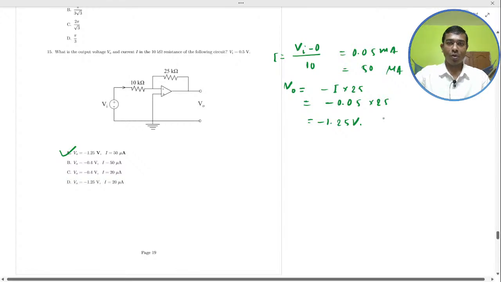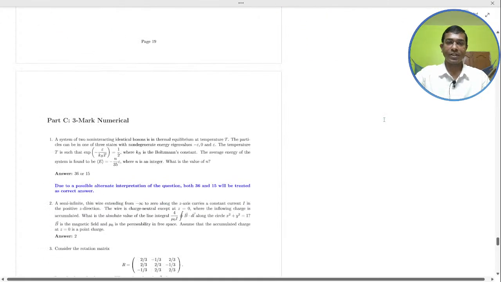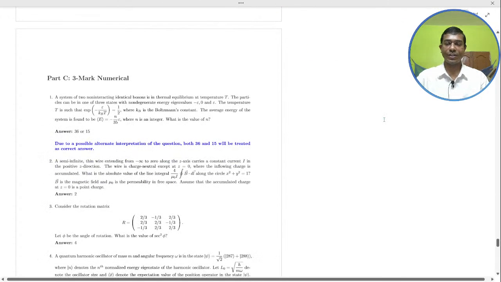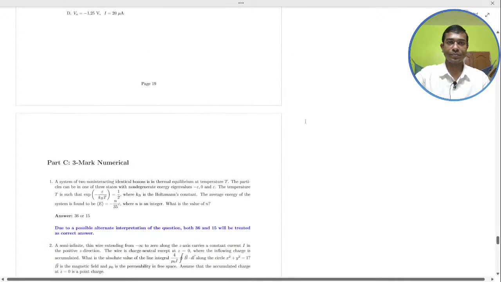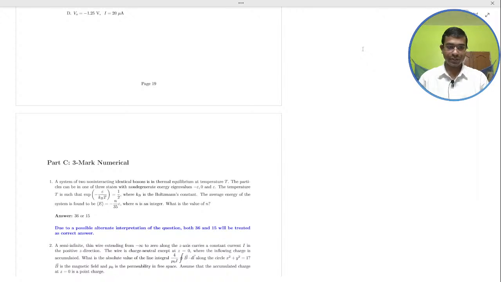So we have now completed the Part A and Part B sections in JEST 2024. Now go ahead to the Part C section. Numerical answer type, plus 3 marks each. There are only 10 questions.